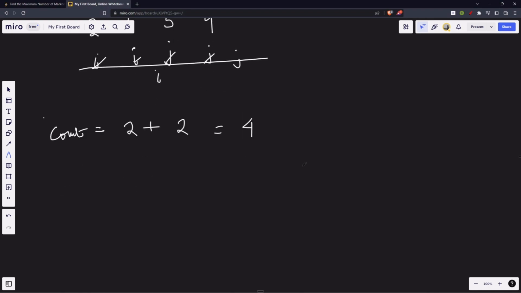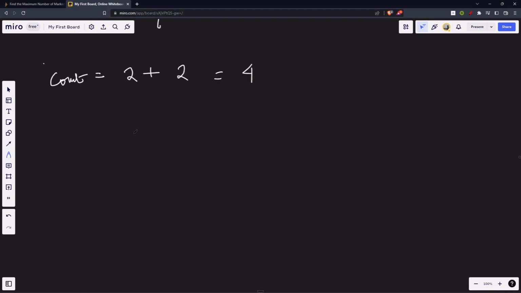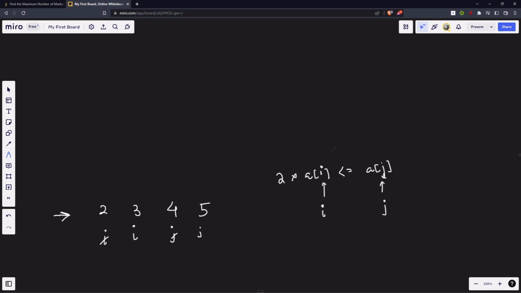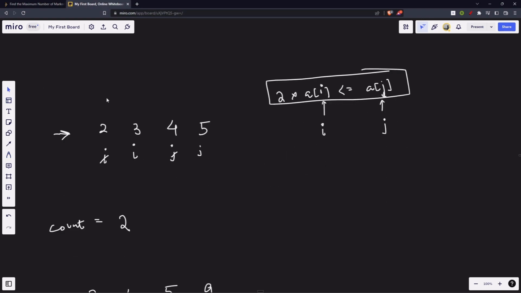So what are we exactly trying to do? Say we have these values 1, 2, 3, 4, 5 and 6. We are trying to satisfy this condition, right? Our question says that we have to count as many pairs as possible, as many indices as possible. We have to mark them. In order to maximize that, we have to satisfy this condition as many times as possible, right? So how can we do that?